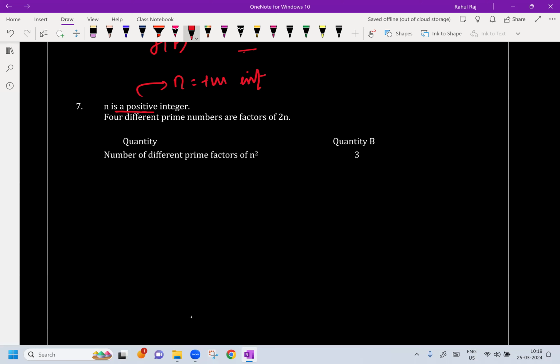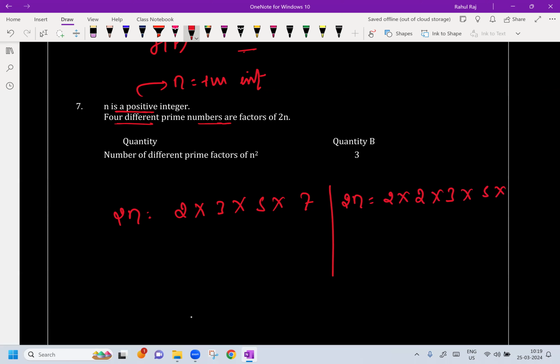But it says 4 different numbers are factors of 2n. So I can say, Alexa, 2n is nothing but 2 cross 3 cross 5 cross 7. Agreed? Yeah. But Alexa, imagine, can I say 2n as also 2 cross 2 cross 3 cross 5 cross 7?